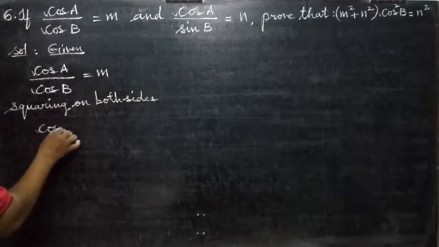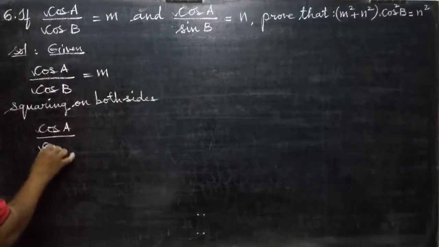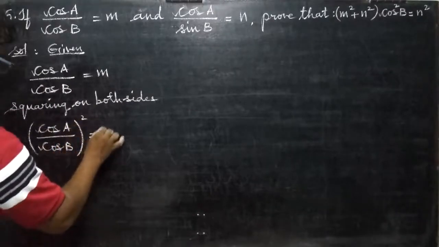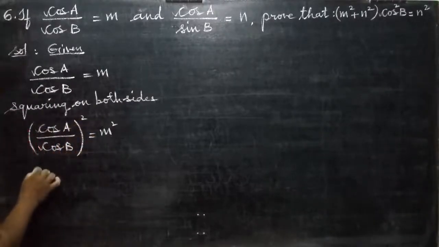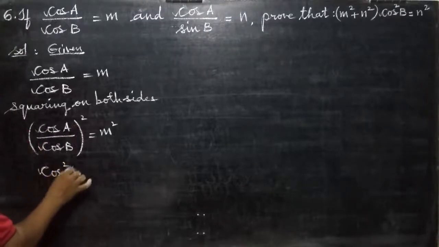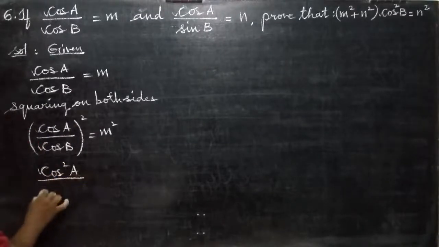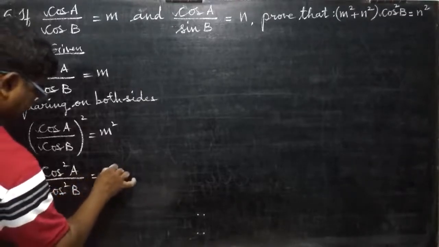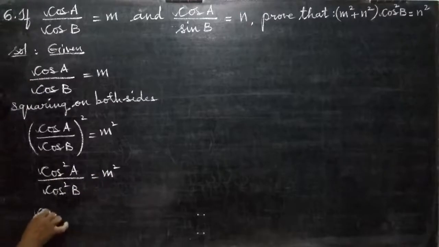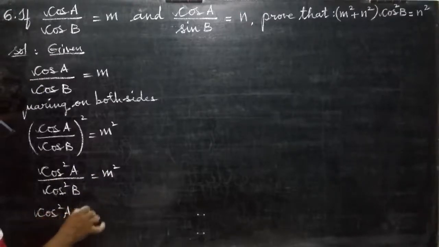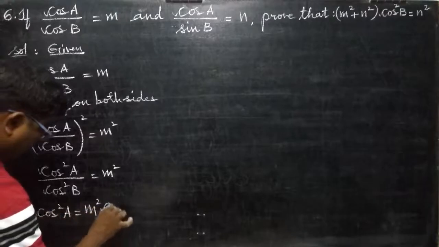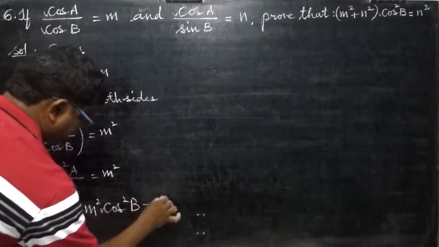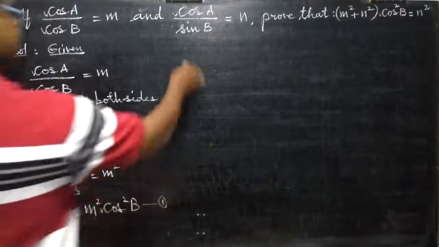Cos A by cos B whole square is equal to m square. Now for the numerator, the square will come: cos square A by cos square B is equal to m square. Cross multiply. Cos square A is equal to m square into cos square B. This is equation number 1. Come to the next.